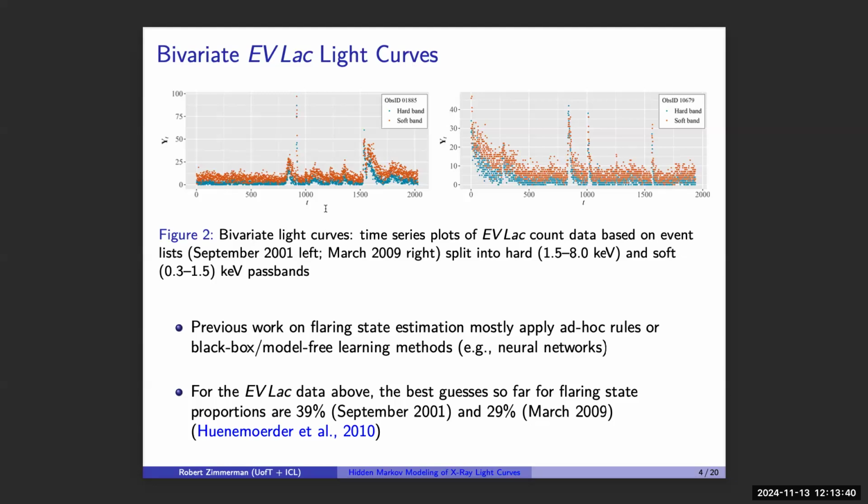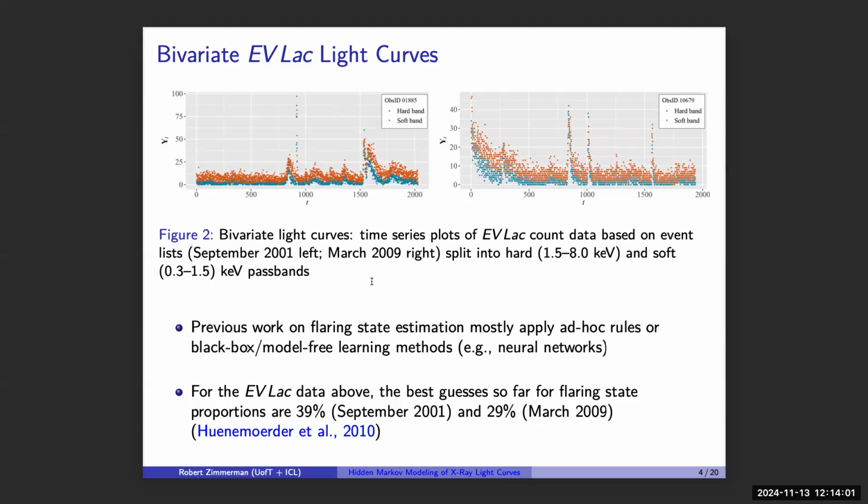So this is what the bivariate data looks like. You can see in figure 2 here. And these are from 2 different epochs of measurement. The first one is from September 2001, and the other one is from March 2009. And I think each one comprised about an Earth day and a half or so of measurements.